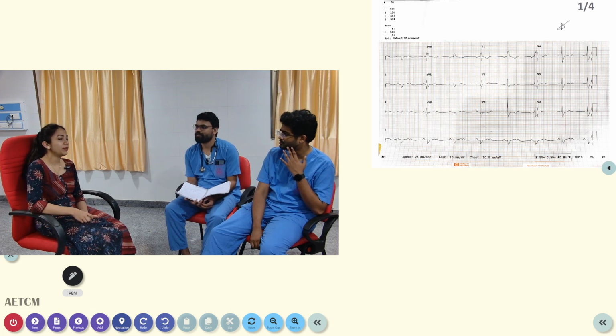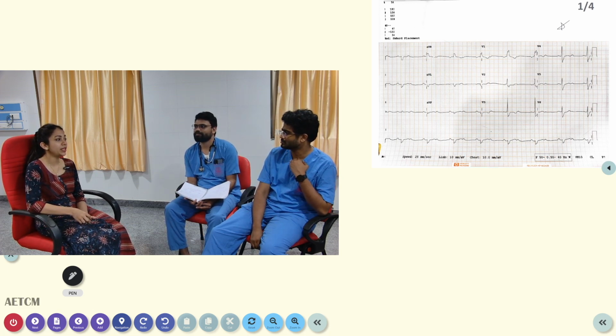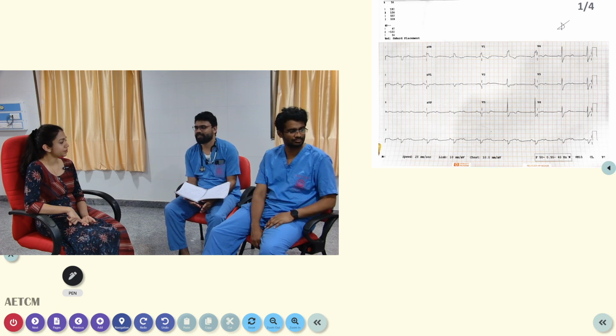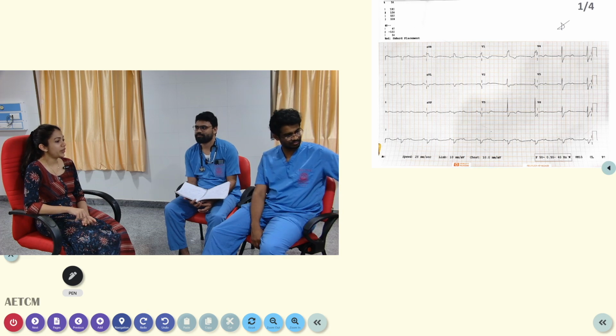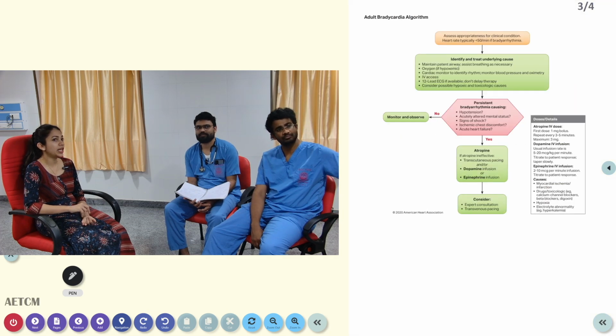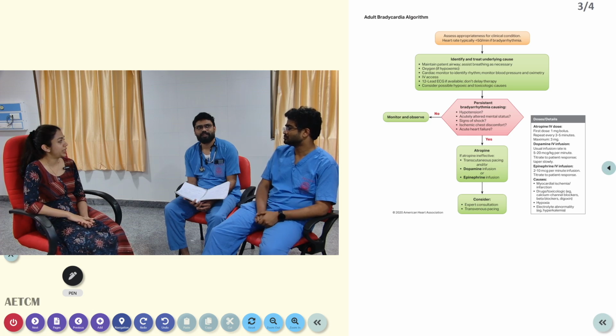Before going to ample history, we need to determine this patient is in bradycardia. This patient had a history of chest pain also. Is he having pain at present? No, at present the patient is symptomatically better and does not complain of any other symptoms. Okay. So according to ACLS, what should be done in this patient?